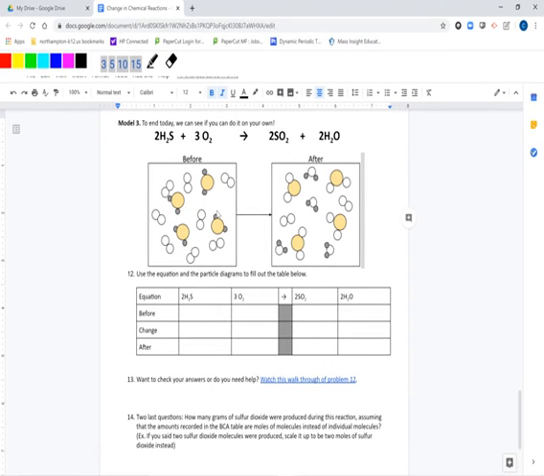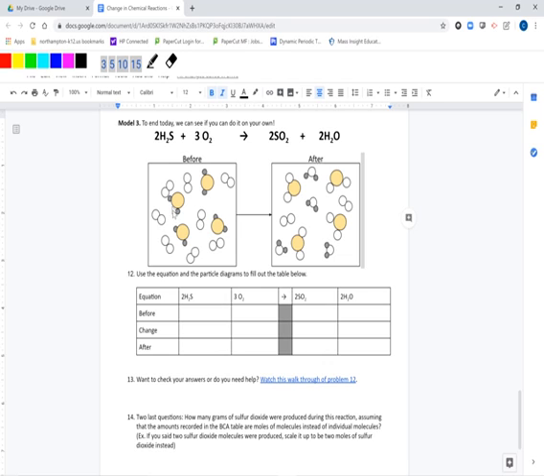Through problem number 12, we are taking a written out chemical reaction equation and converting it over into a BCA table. So we're figuring out exactly how much of these compounds we have. The balanced equation, as you can see here, is 2 molecules of dihydrogen sulfide plus 3 molecules of oxygen gas produces 2 molecules of sulfur dioxide and 2 water molecules.